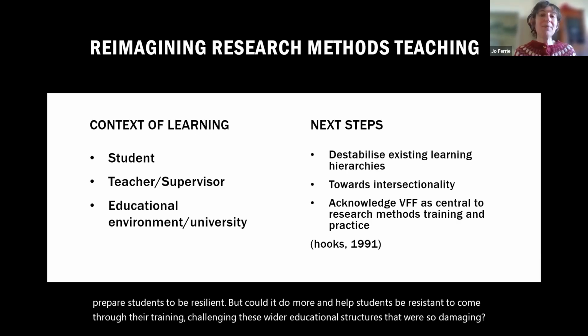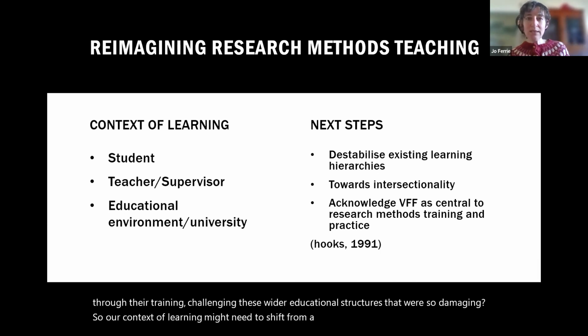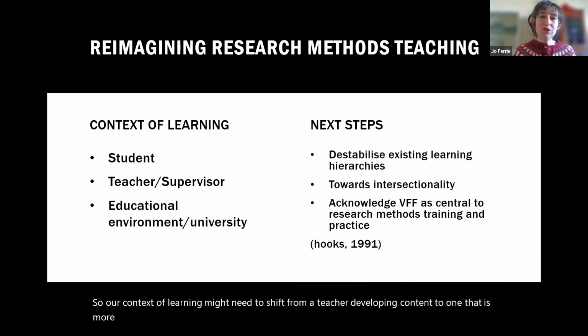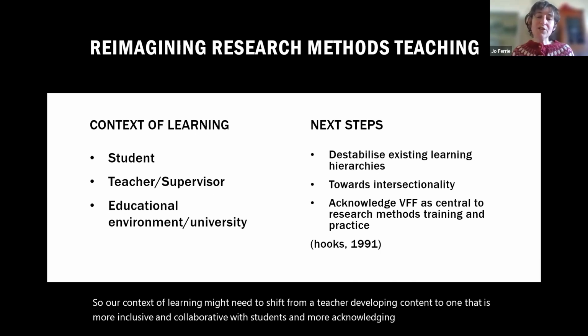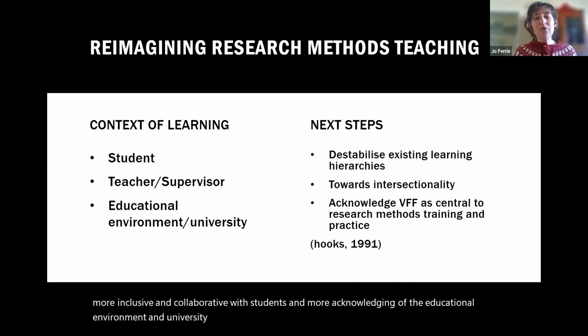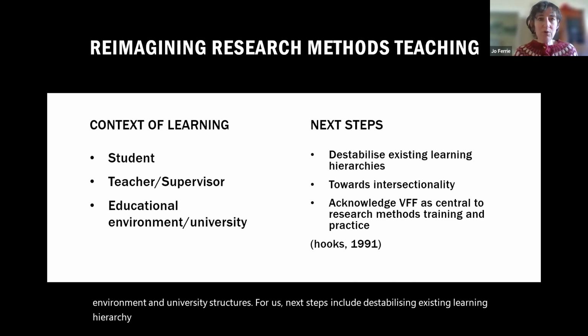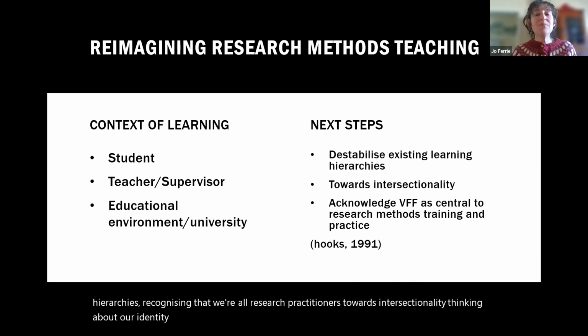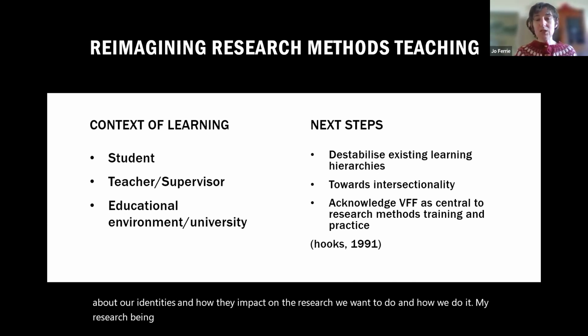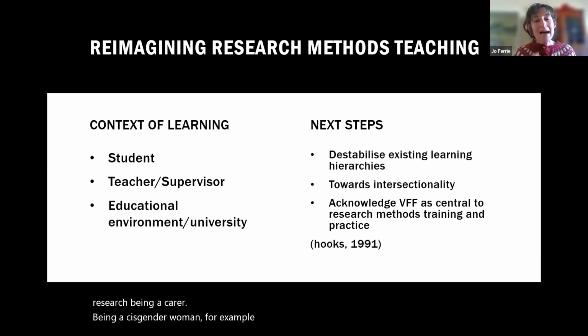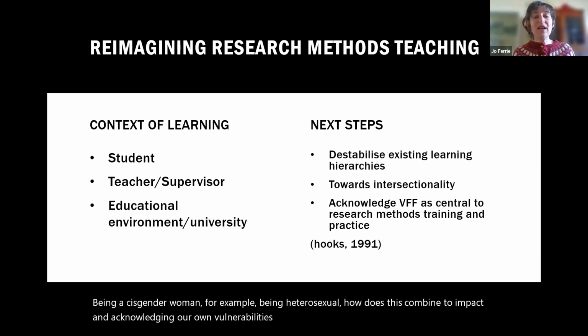So our context of learning might need to shift from a teacher developing content to one that is more inclusive and collaborative with students and more acknowledging of the educational environment and university structures. For us, next steps include destabilizing existing learning hierarchies, recognizing that we're all research practitioners, towards intersectionality, thinking about our identities and how they impact on the research we want to do and how we do it. In my research, being a carer, being a cisgender woman, for example, being heterosexual, how does this combine to impact? And acknowledging our own vulnerabilities, fallibilities, and failures are central to research methods training and practice.